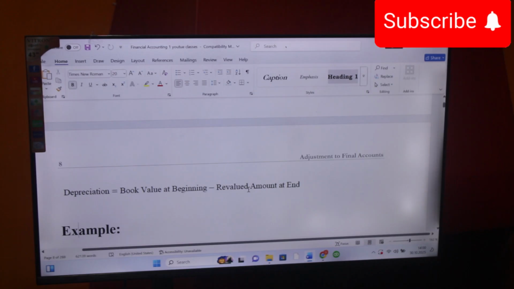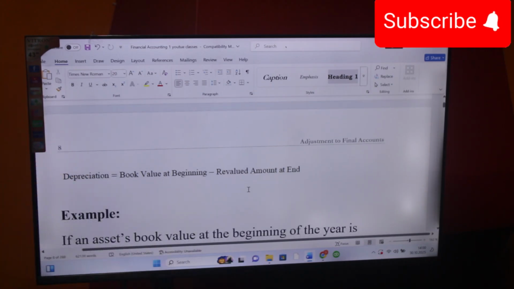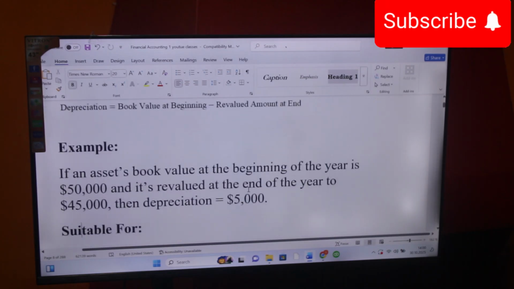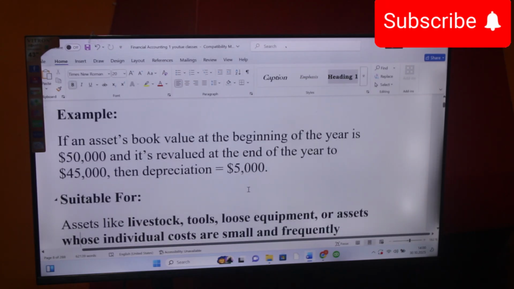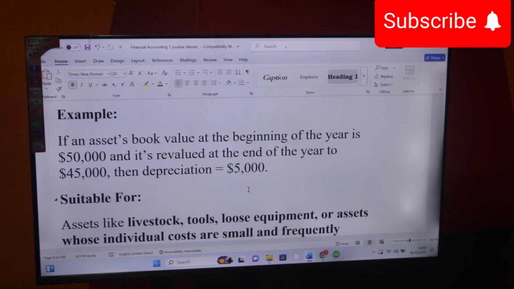And therefore the book value at the beginning minus the revalued amount at the end gives you the depreciation expense. If an asset's book value at the beginning of the year is 50,000 and it's revalued at the end of the year to 45,000, then depreciation is 5,000.